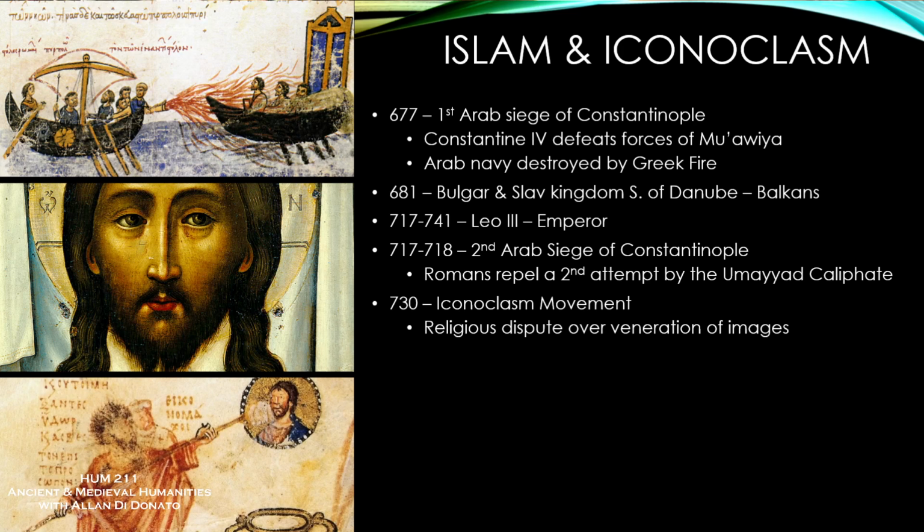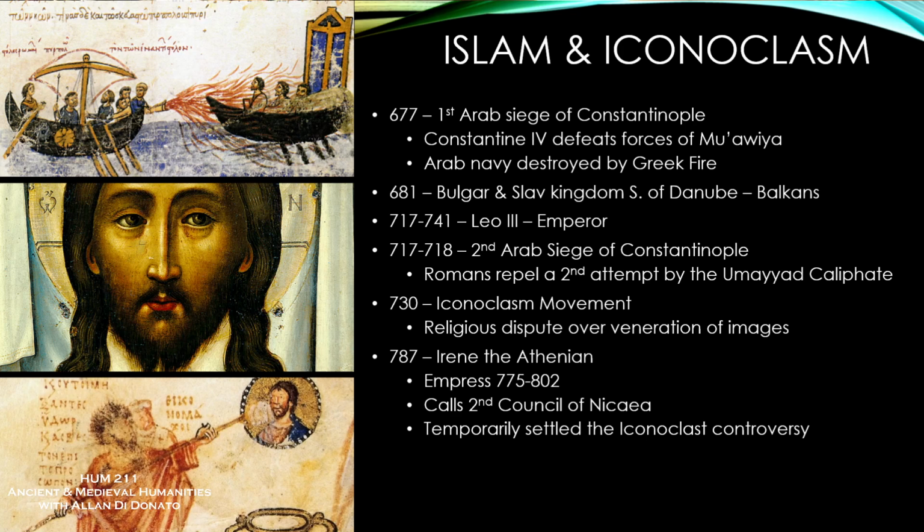Now, this is going to be a back and forth debate within Eastern Christianity. And temporarily, it's going to be dealt with by an empress later in the 8th century by the name of Irene the Athenian, who was empress from 775 to 802. She actually calls a church council on the issue, and it's called the Second Council of Nicaea, to deal with the issue of iconoclasm. She was opposed to iconoclasm, so the church basically backed her up in the end. But you're still going to have kind of a back and forth.